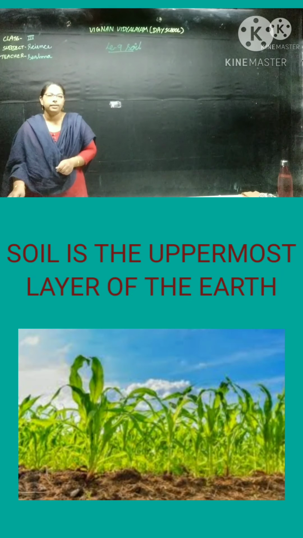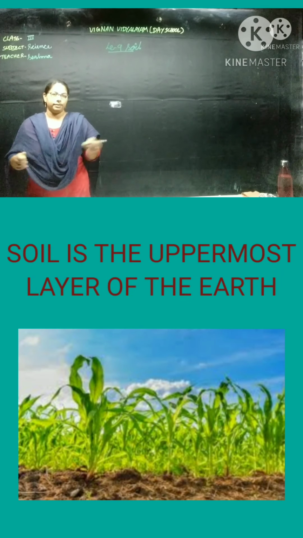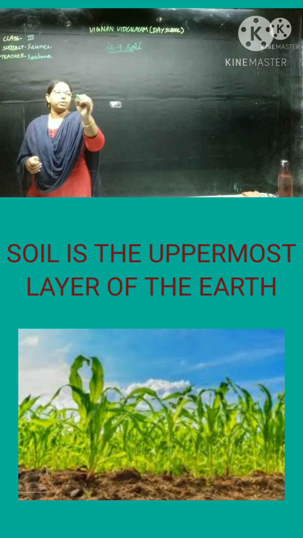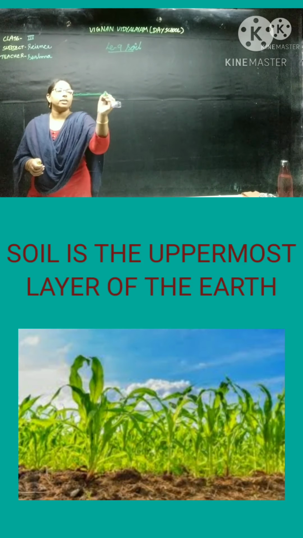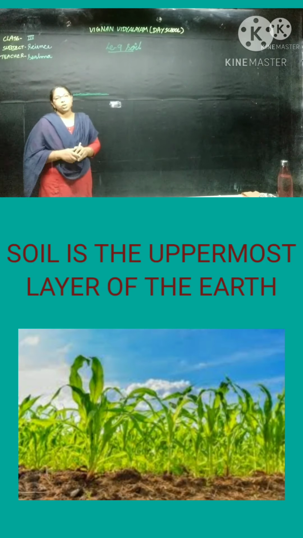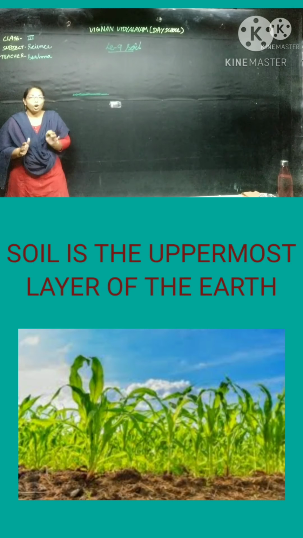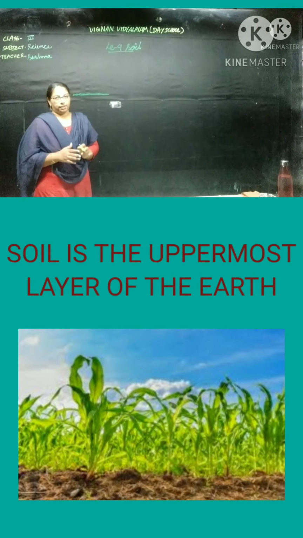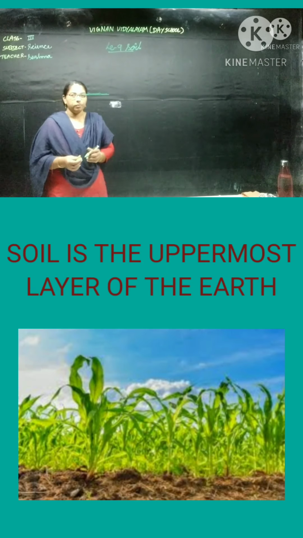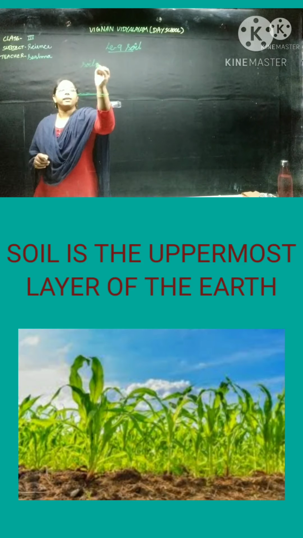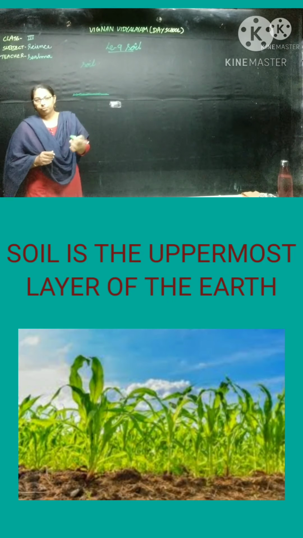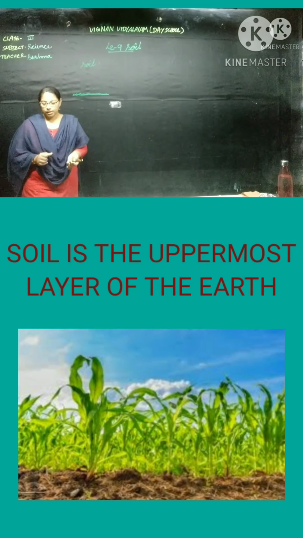See, children, if you take the earth, this is our earth, and small particles will be there on the earth, right? And that is called soil. Means the topmost layer of the earth is called soil. See, children, what is soil? The topmost layer. Otherwise, we can say the uppermost layer of the earth is called soil.